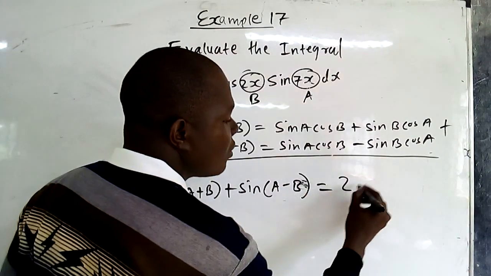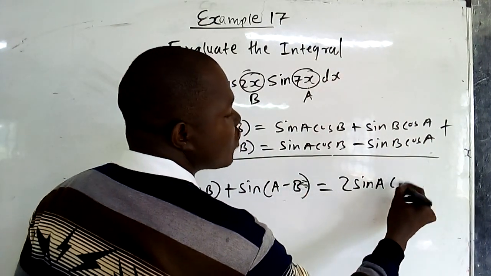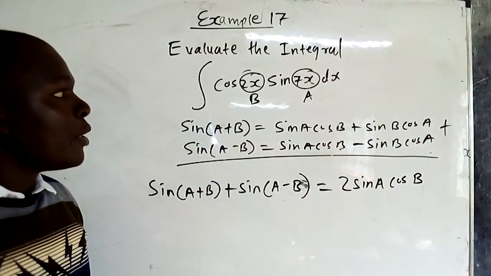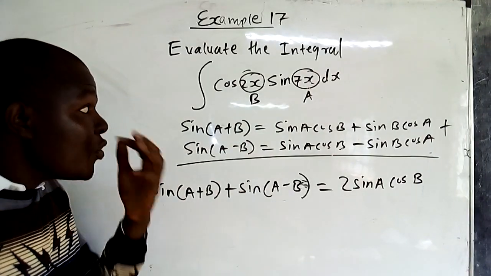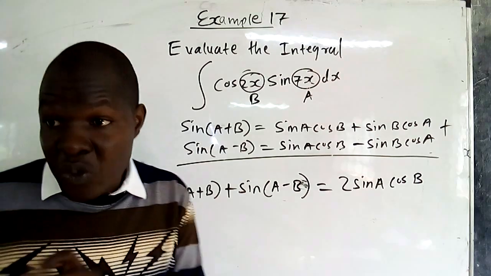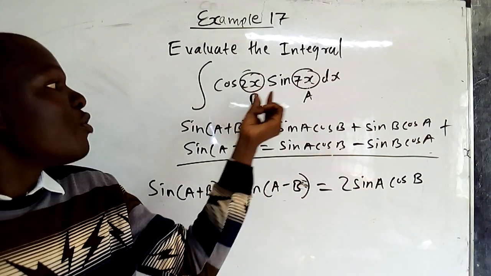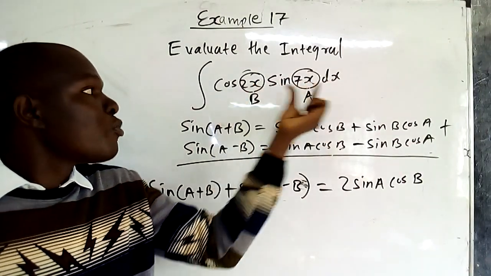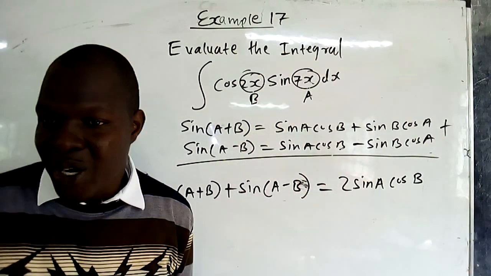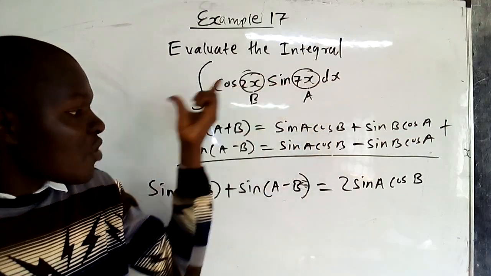You have 2 sine A cos B. Are we together? Now what you do is this. Look at this. You don't need to divide both sides by 2 so that you remain with sine A cos B, because cos B sine A is the same as sine A cos B. Senior, you don't need to divide both sides of the equation by 2.